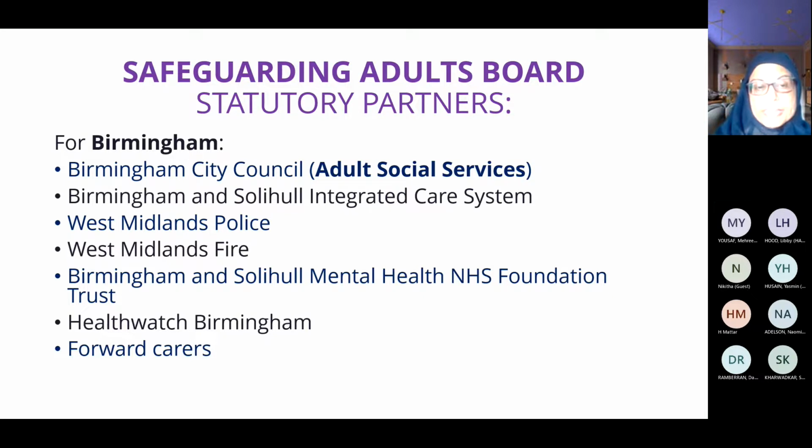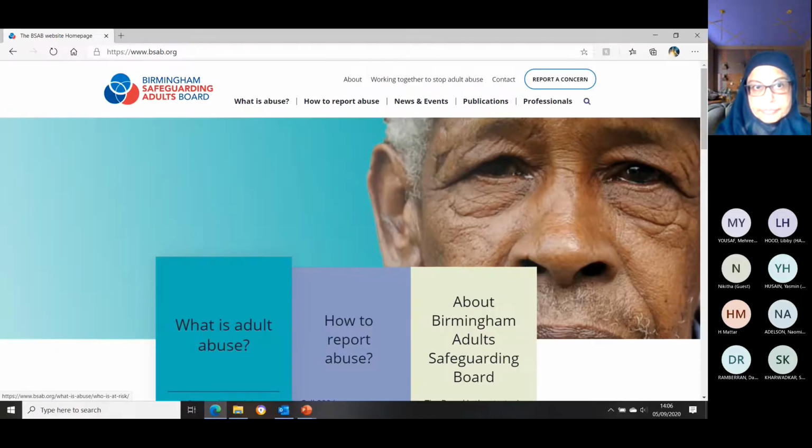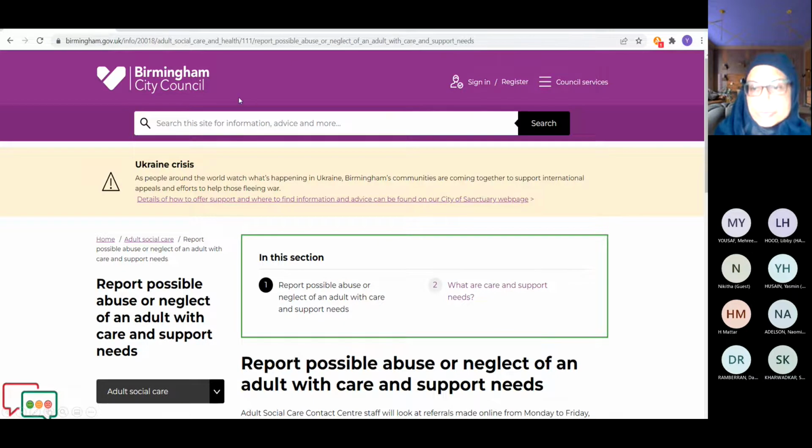Healthwatch Birmingham is an independent organisation where citizens of Birmingham can go if they need to report any adverse experience that they've had with the NHS or with social services, and Healthwatch will take it up for them. And then obviously, as we've said, adults who need safeguarding often need carers, so we need an organisation to support the carers. So we've got Forward Carers in Birmingham. So this is a screenshot of the adult safeguarding board, and here's the tab Report a Concern. So when you click on that, it takes you straight to the Birmingham City Council website, because remember, they're the ones who pay the social workers.